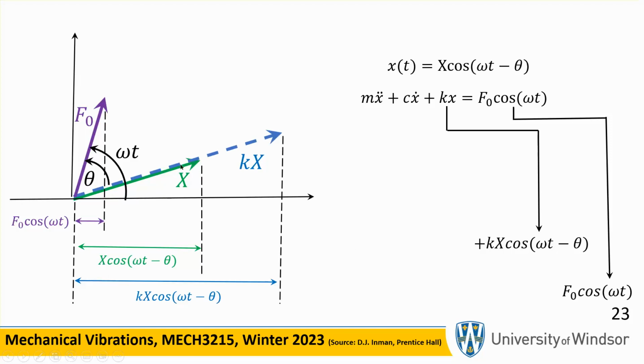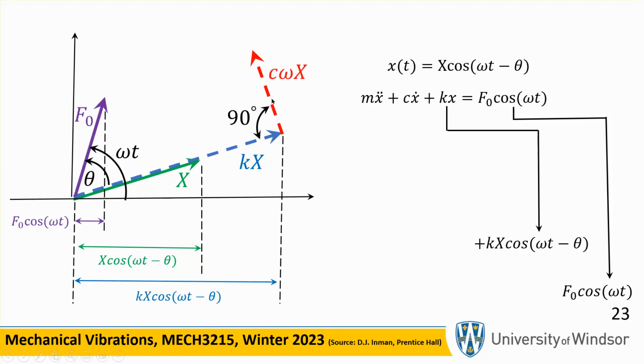This was big X. If you multiply it by K, you're going to get the blue dotted line, which is K big X. So that actually is right here. What you see, the green one is big X times the cosine of that angle. The blue one is K times big X times the cosine of this angle, which is right there.